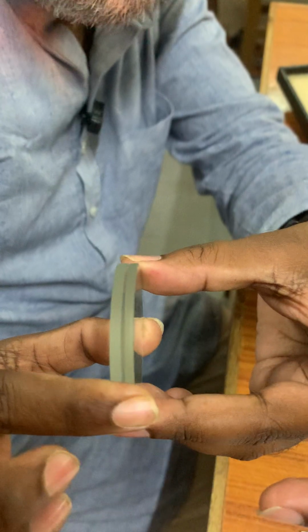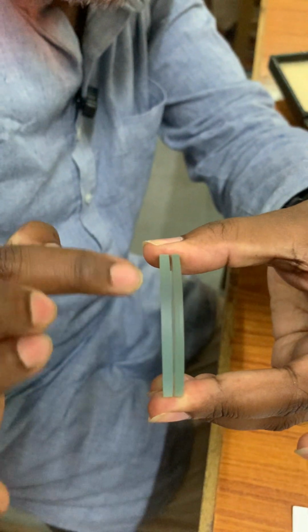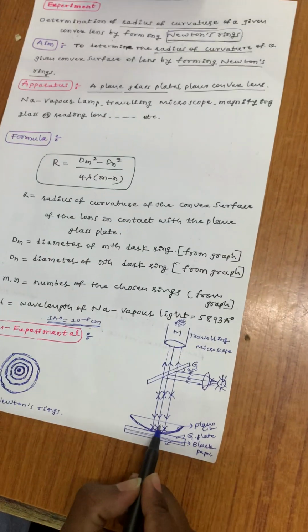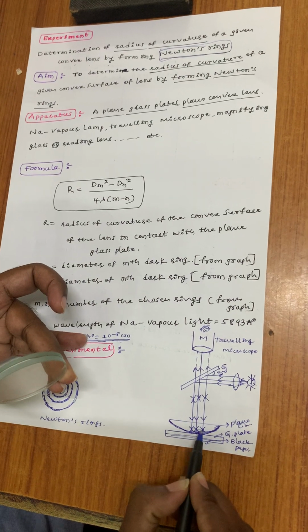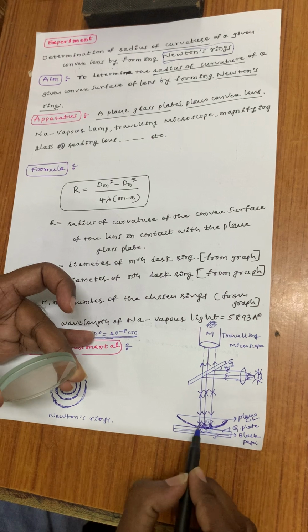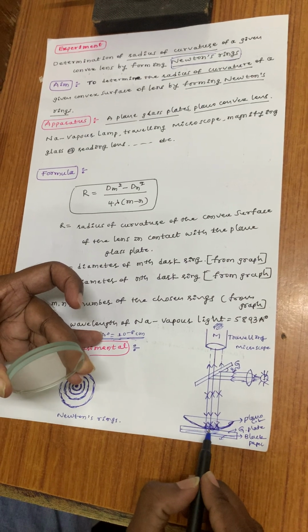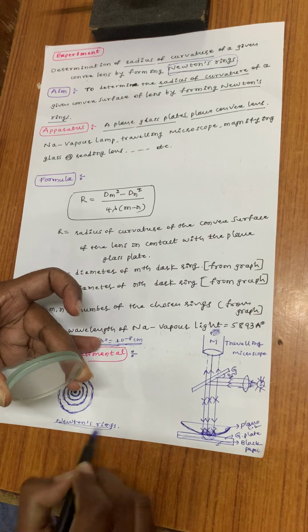Attached with what? The plain glass plate. So that's why at this center, air is forming, in a circular shape. That's why you are able to get the circular rings in the interferometer. So the rings that you see, we call them Newton rings.